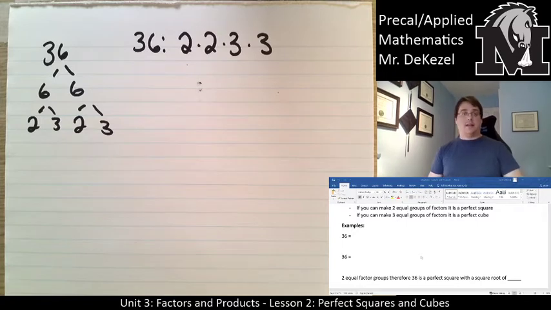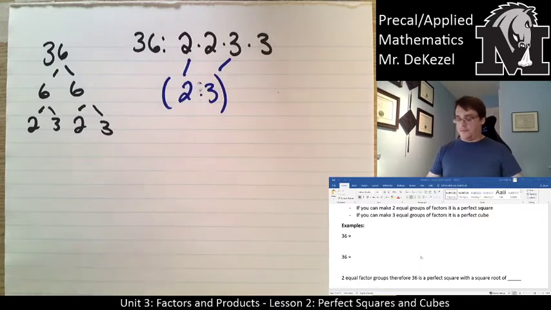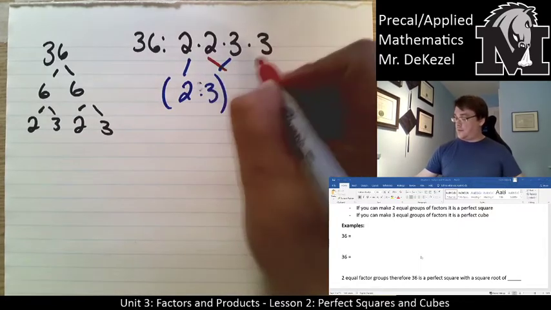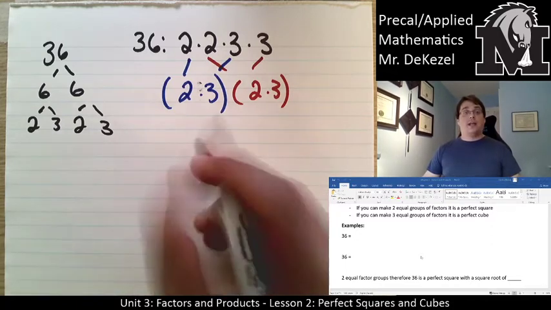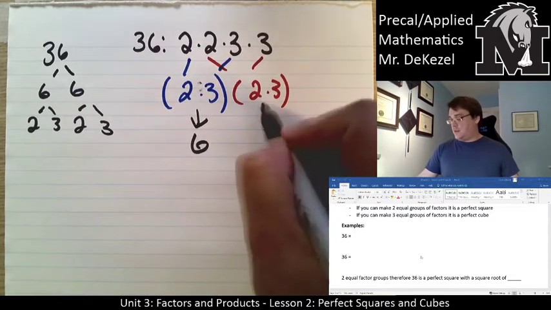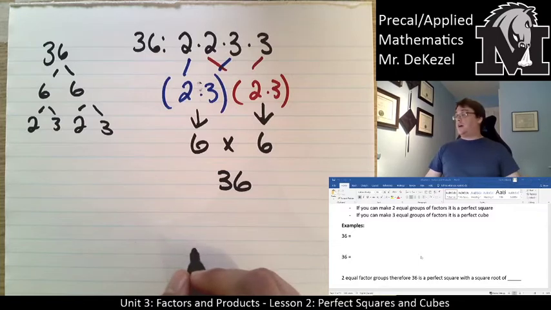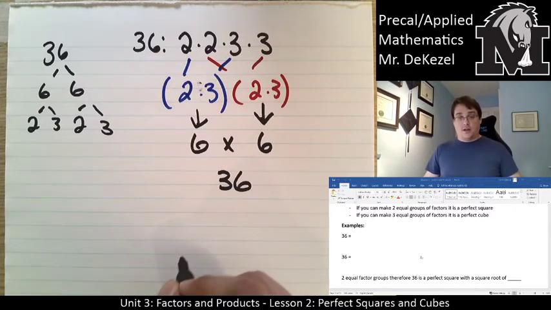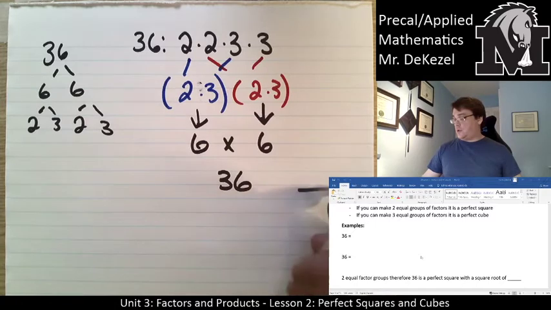Now, I can split that up so that I can make two groups that are exactly the same. If I put these two numbers in the first bracket, 2 times 3, and I put these two numbers in the second bracket, 2 times 3, that is two equal sets. So that means that 36 is a perfect square. If you want to know what number is making that 36 when you multiply by itself, 2 times 3 is 6. 2 times 3 is 6. 6 times 6 equals 36. So there's a line at the bottom, right underneath there. Two equal factor groups, therefore 36 is a perfect square with the square root of 6.